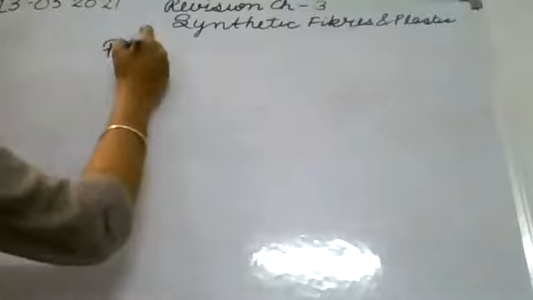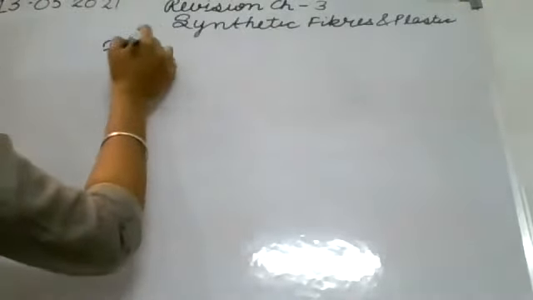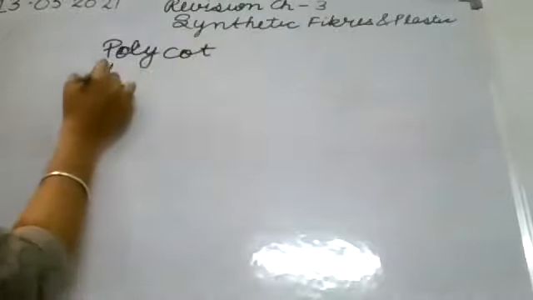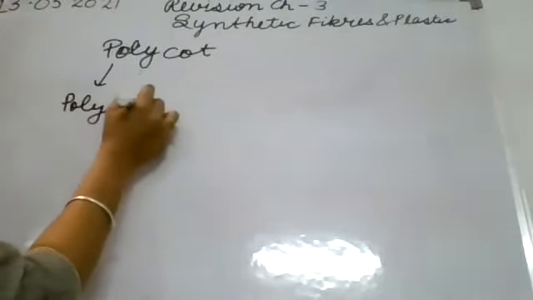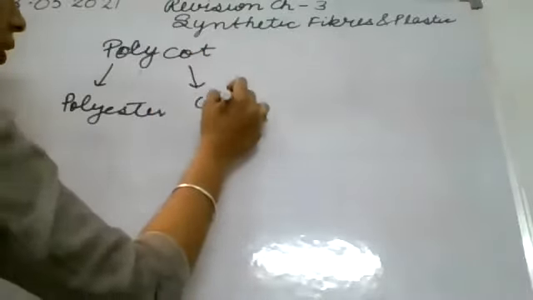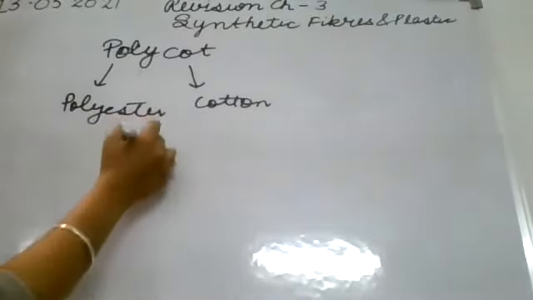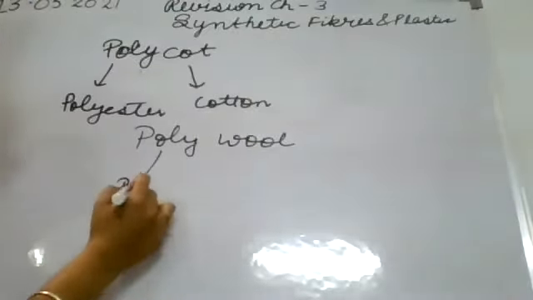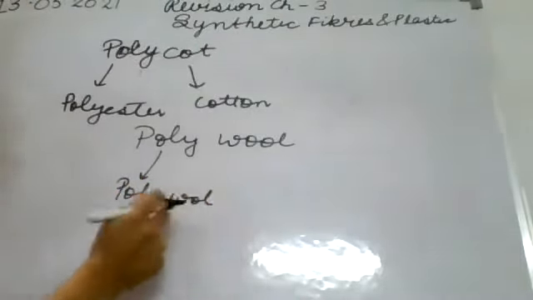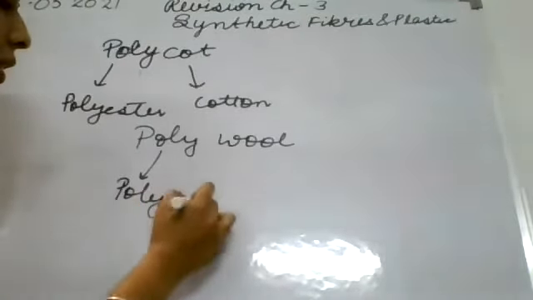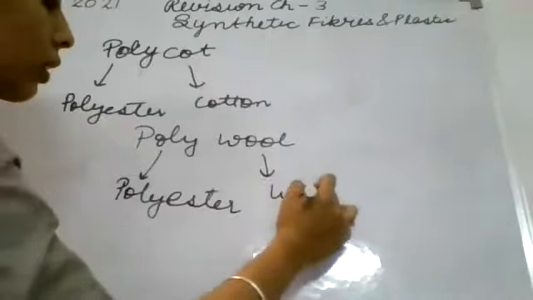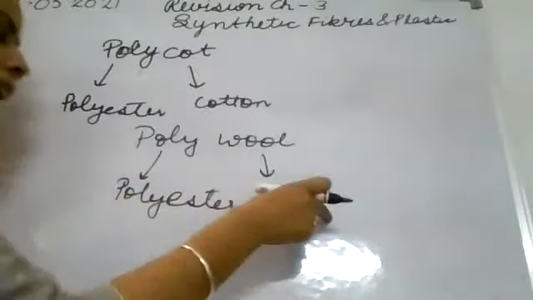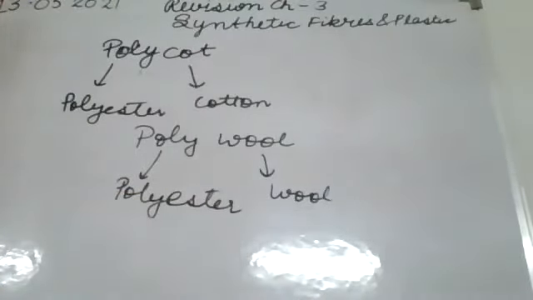I am giving the example of polycot. So here it is the unit of polyester and cotton. So these are the blended fibers. That means there are two fibers that are mixed together. And next is poly wool. That means it is made by blending the polyester and wool. So you are seeing that it is a mixture of a synthetic fiber and a natural fiber. Clear?